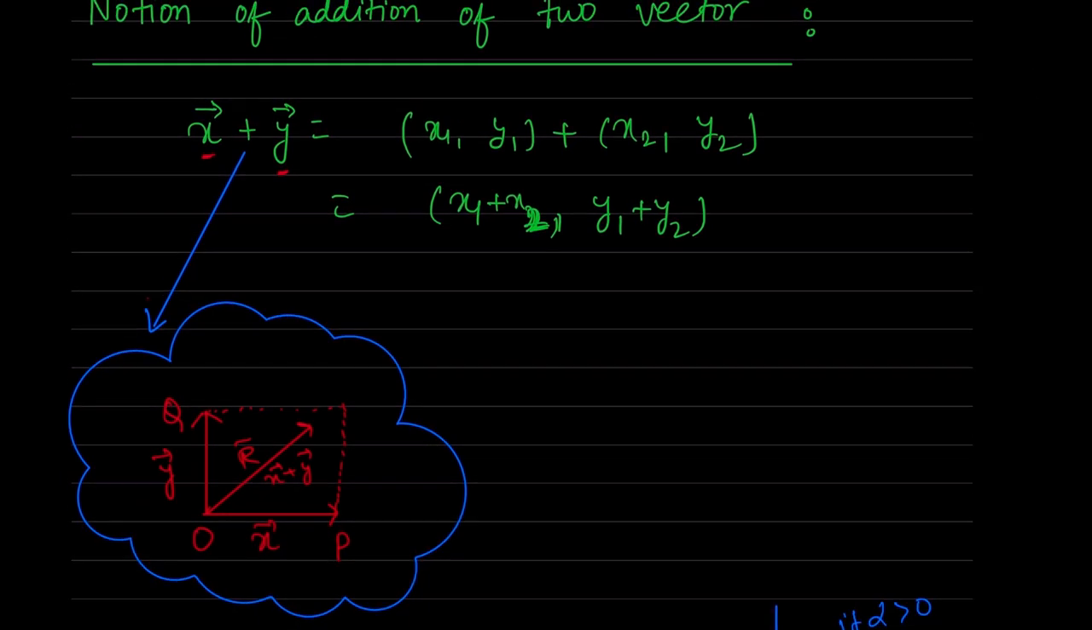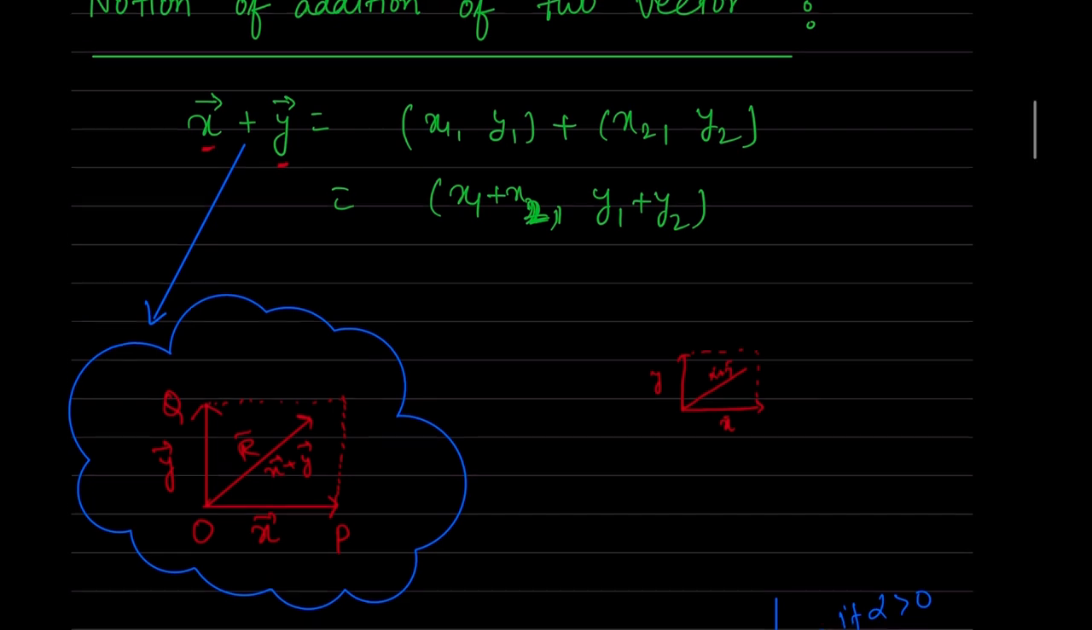This addition, we have already seen in 12th class, is the parallelogram law. Like there are two vectors, x vector in this direction and y vector in this direction. So x plus y will be the resultant vector. This addition is represented by the resultant vector of x plus y. So that will be like this.